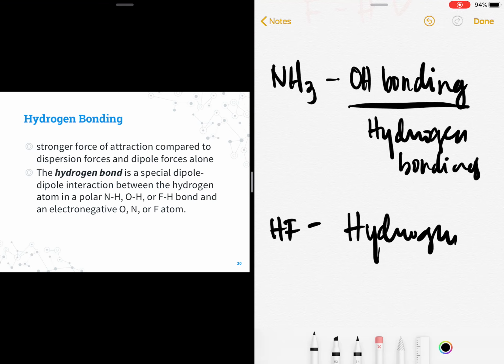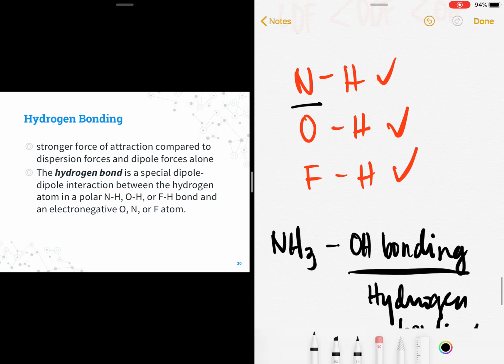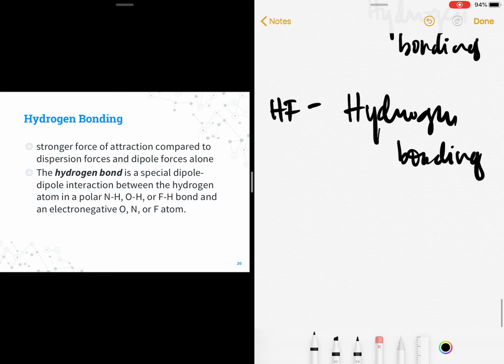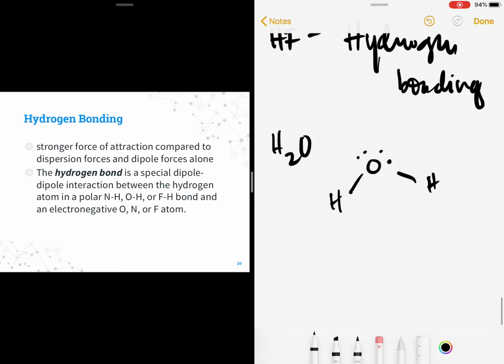Bakit? Anything, no? Any bond that is between nitrogen and hydrogen, oxygen and hydrogen, fluorine and hydrogen, automatic, that is hydrogen bonding. O water. Ayan. Ano bang itsura ng ating water? Ganyan yung ating water, di ba? O, what type of intermolecular force exists there? Of course, tinuro ko na, OH, automatic hydrogen bonding.